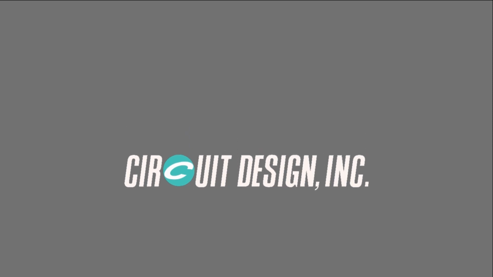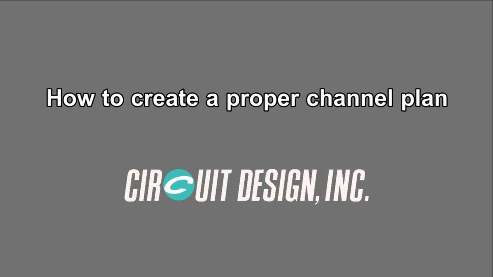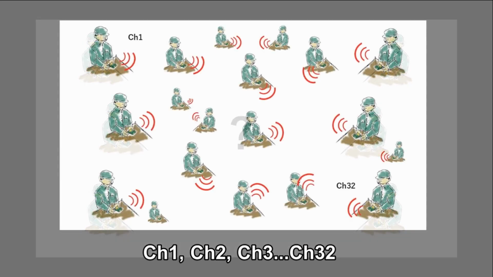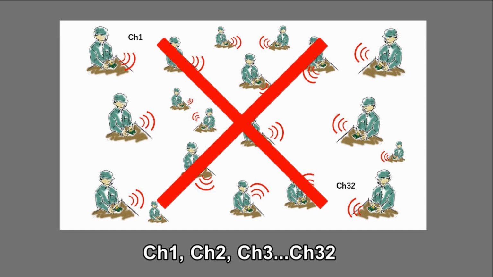In today's video, we are going to talk about how to create a proper channel plan. To begin with, an engineer who wants to use a radio module needs to decide on the number of frequency channels, let's say 32 channels as an example. Now, if the engineer assumes that all 32 channels can be used at the same time, we have to say that this is not the case, and I will attempt to explain so in this video.